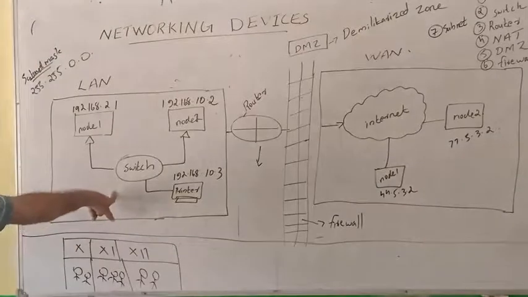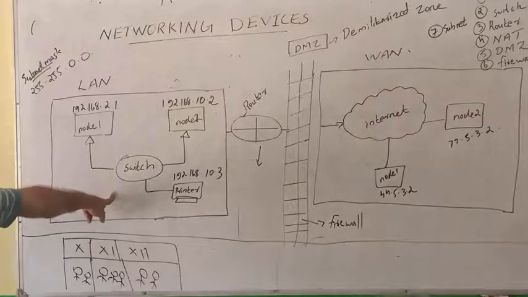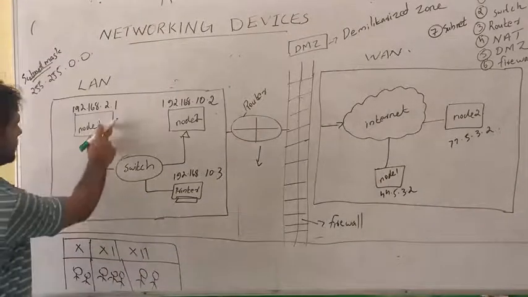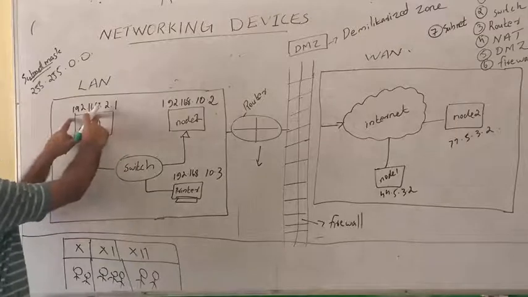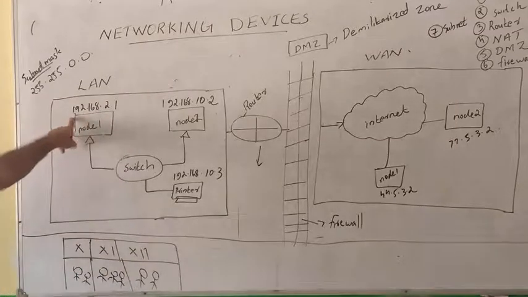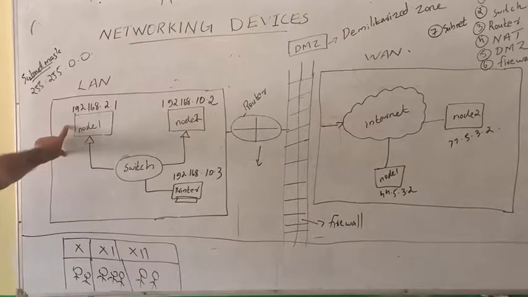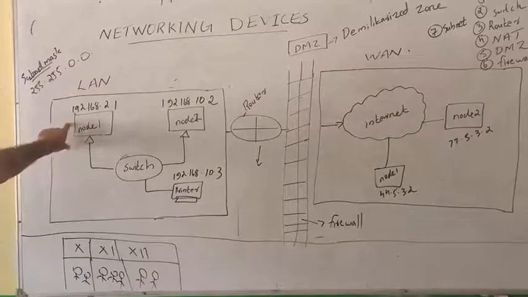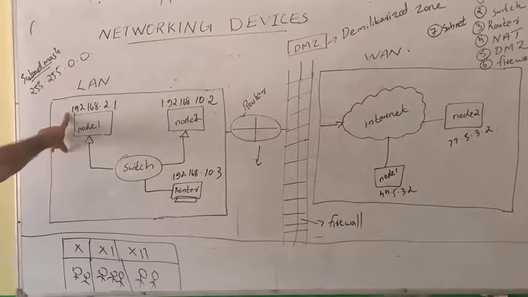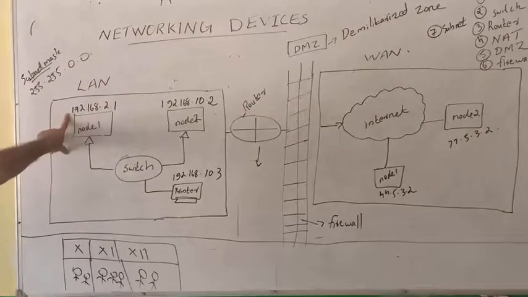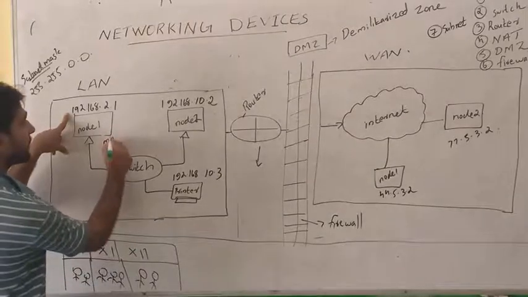We already discussed the working of the switch. Here, this node 1 contains one address. What is that address? IP address, which we already studied. IP address is a unique address which is used to identify a computer in a network. It contains an IP address as well as a MAC address.